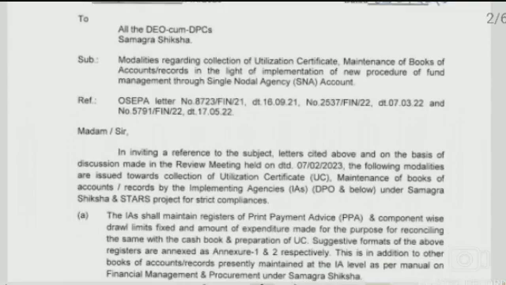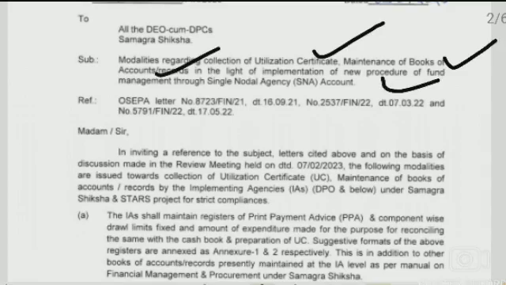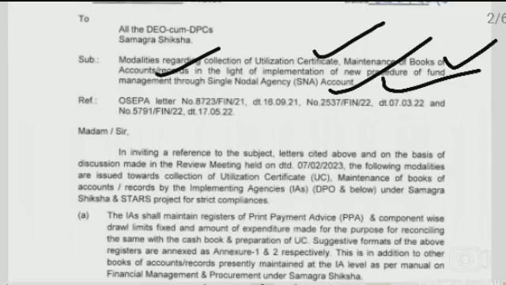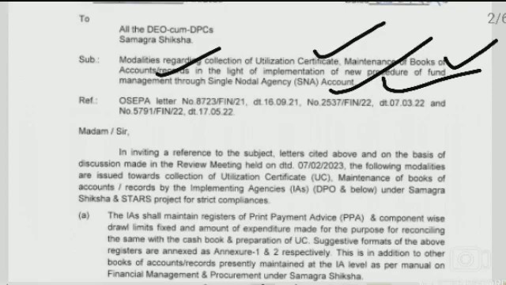Modalities regarding collection of UC, utilization certificate, maintenance of books of accounts and records in the light of implementation of the new procedure of fund management through single nodal agency account. It means that in every school of India you might have found that all schools now have a zero balance account in State Bank of India, because in PFMS all schools were bound to open a zero balance account at the start of the academic year.